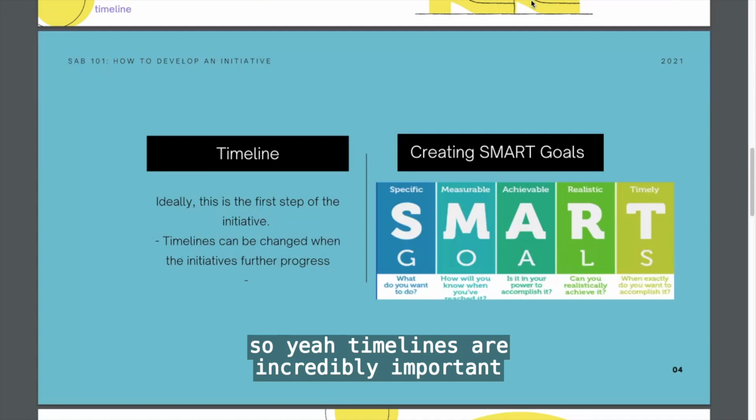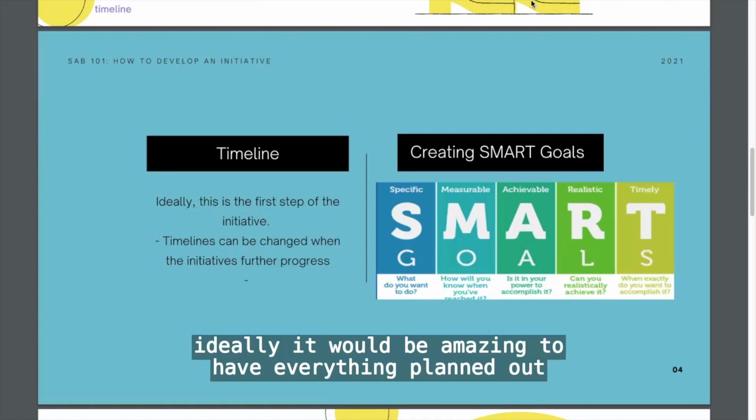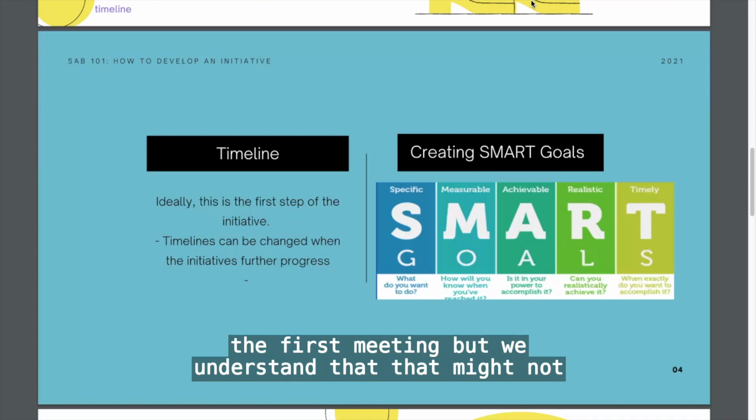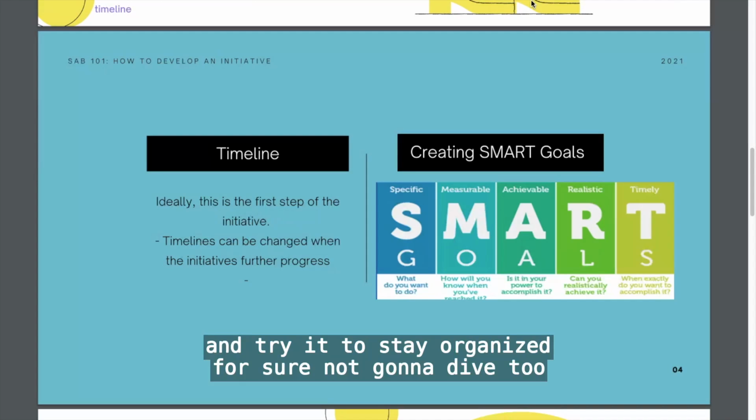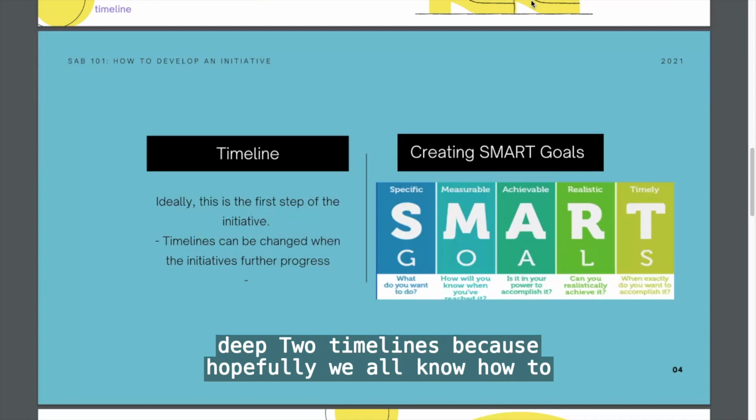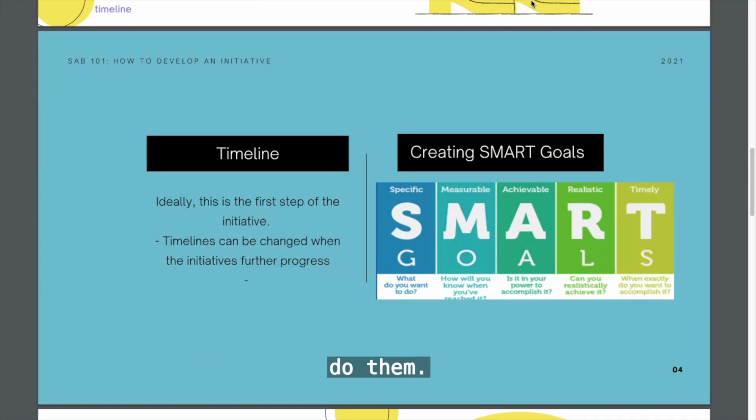So yeah, timelines are incredibly important. Ideally, it would be amazing to have everything planned out the first meeting, but we understand that that might not be possible. So just plan out as much as you can and try to stay organized for sure. Not going to dive too deep into timelines because hopefully we all know how to do them.